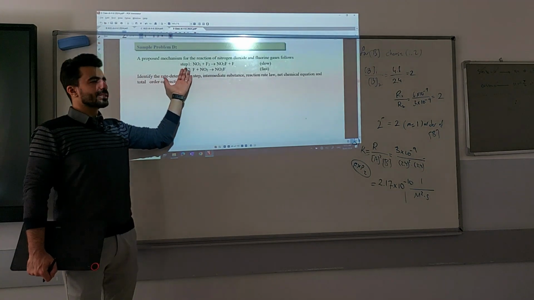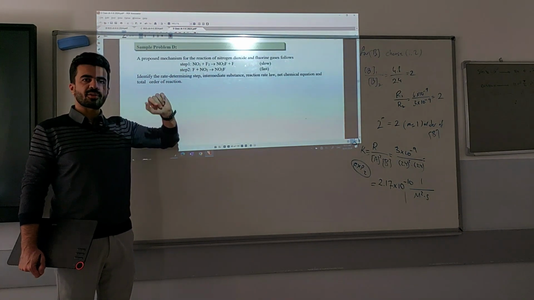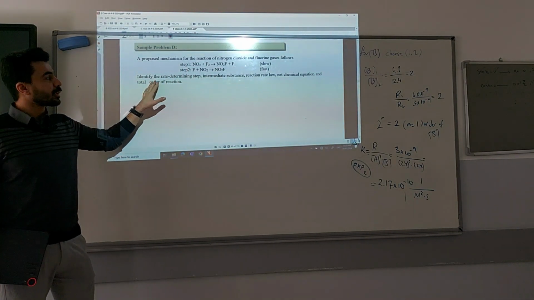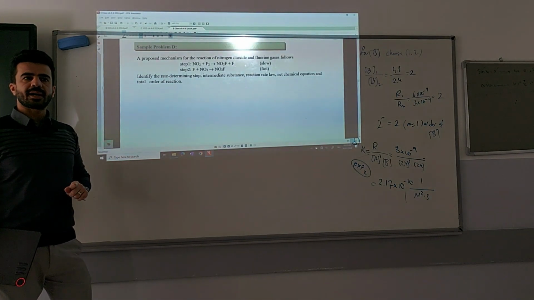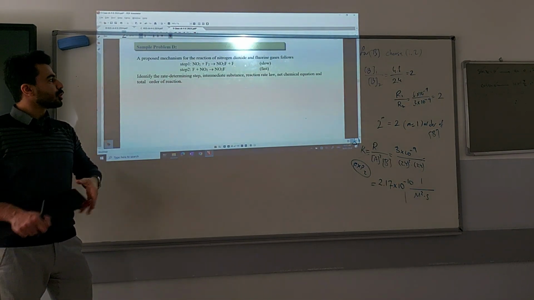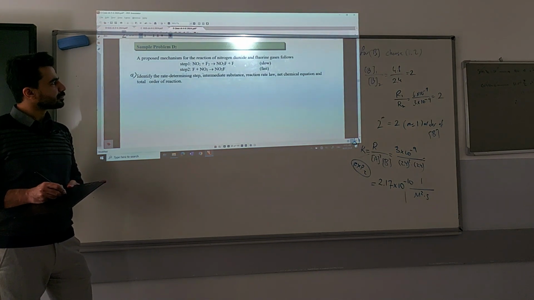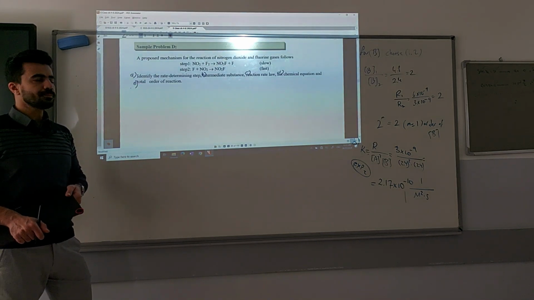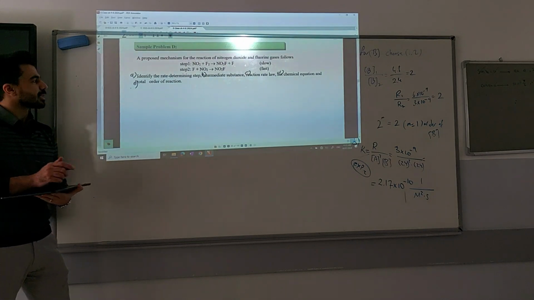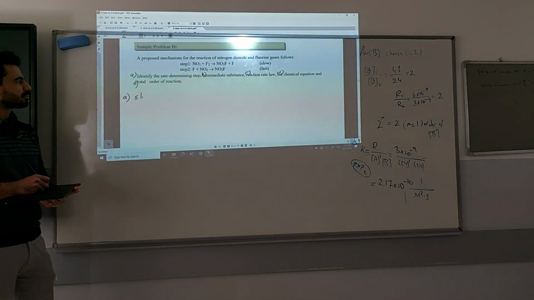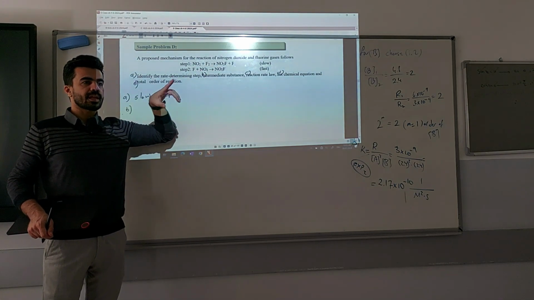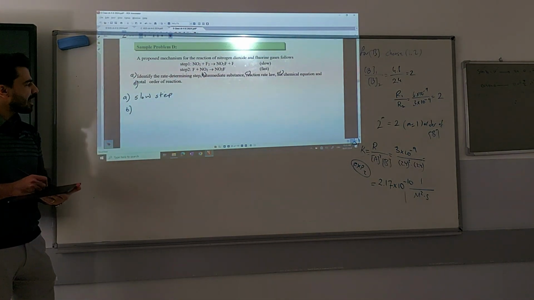What about this question? It says we have two steps, slow and fast. Both of them are given. Both of them have been told that it's slow and fast. So let's label this one as A, B, C, D, and E. Now, A: identify the rate determining step. What is the rate determining step? Slow step. Okay? B: What is the intermediate? Something that can be cancelled, and that is just F. Okay? F is intermediate.